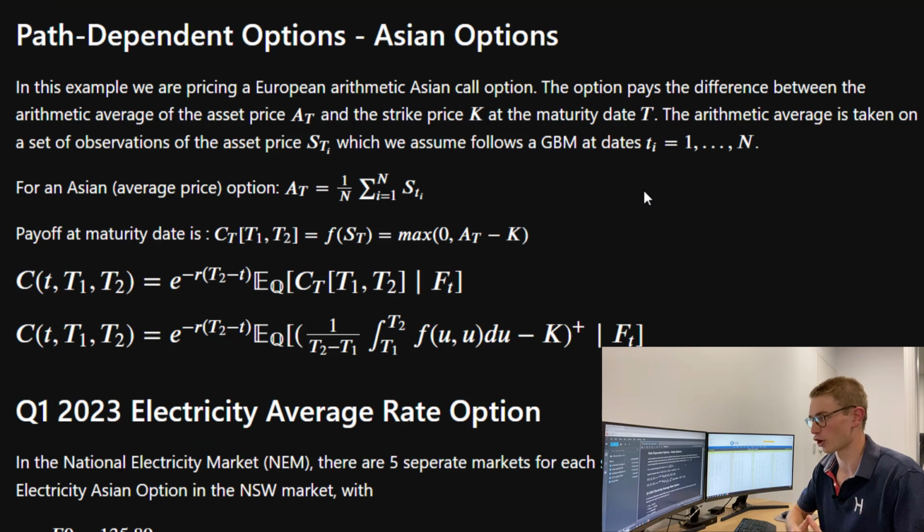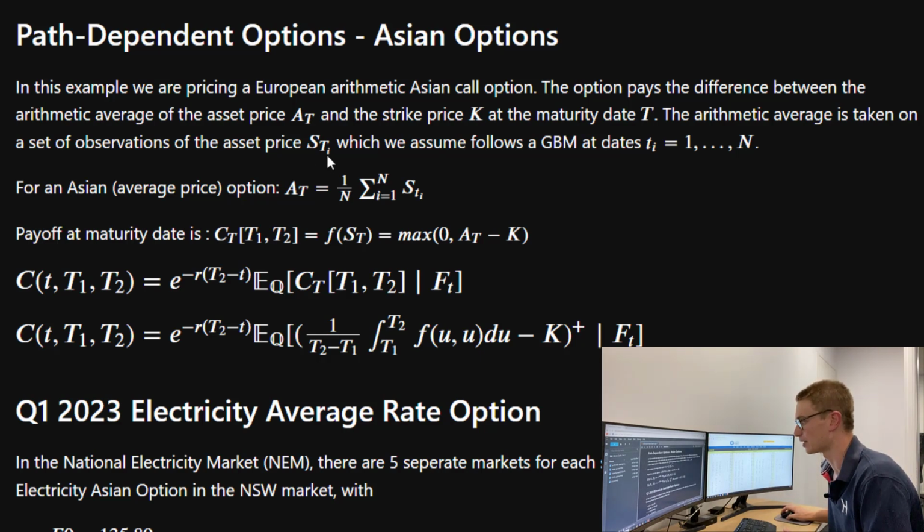Now for our path-dependent options, Asians, in this example, we're going to be pricing a European arithmetic Asian call option. Here, the option pays the difference between the arithmetic average of the price that we're going to call A_T and the strike price K at maturity T. The arithmetic average is taken as the observations of the asset price S_ti, which follows a GBM, at dates t1 through to tN.